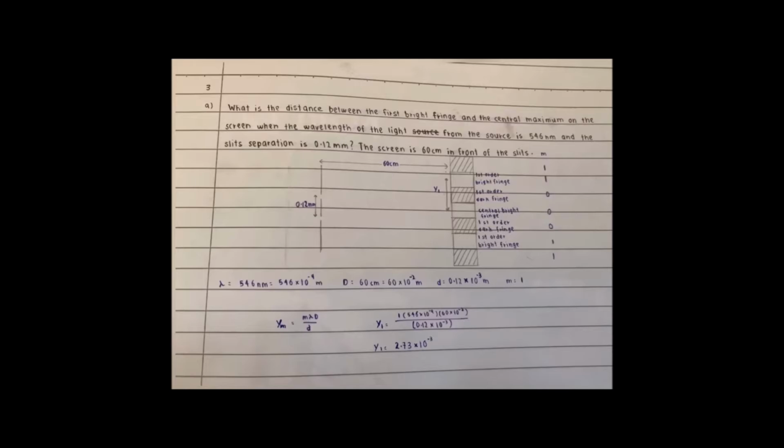The formula for this question, which is the distance between the first bright fringe and the central maximum, uses the formula y_m equal to m lambda D over small d. Next, we need to substitute the value into the formula and we get the answer 2.73 times 10 to the power of negative 3 meter.